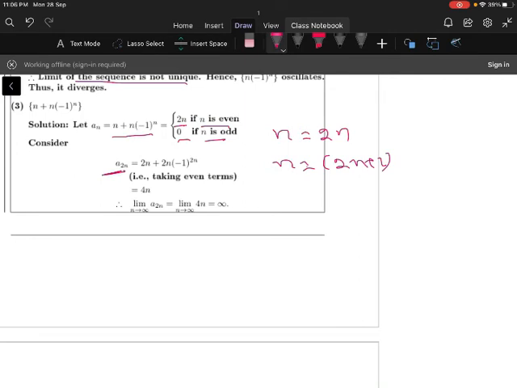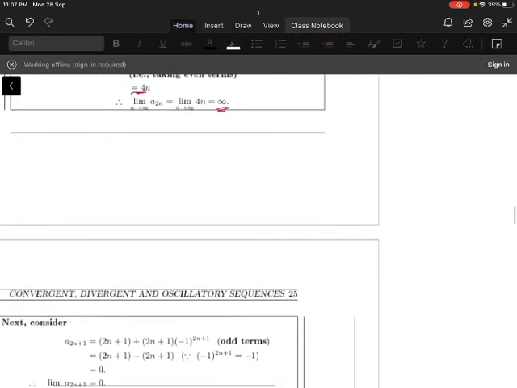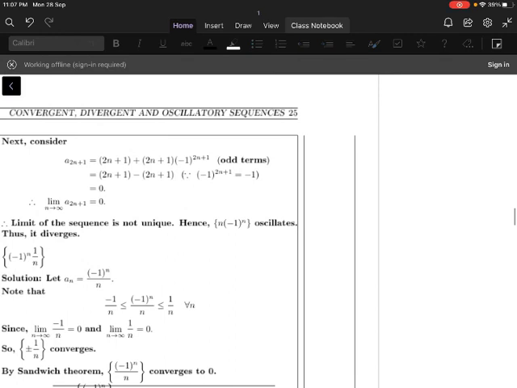Let us take the first case, when n is an even number, that is n equal to 2n. Replace n by 2n for a_n: 2n plus 2n times (-1)^(2n). So (-1)^(2n) becomes plus here, giving 4n. Now let us apply the limit as n tends to infinity. So 4 times infinity, that is what? Infinity. So the limit point is infinity.